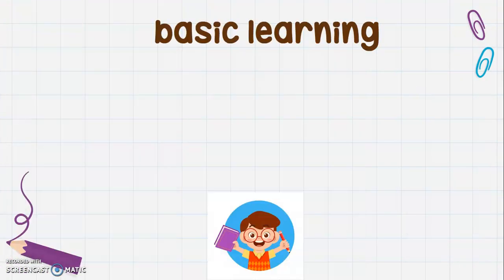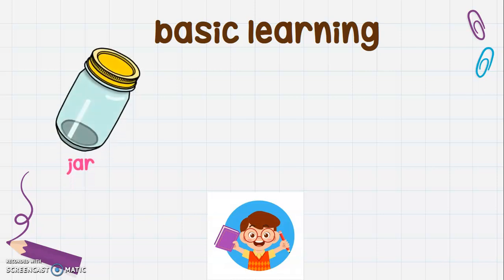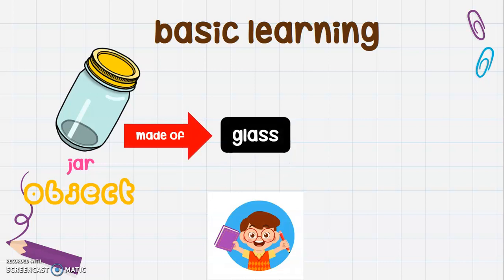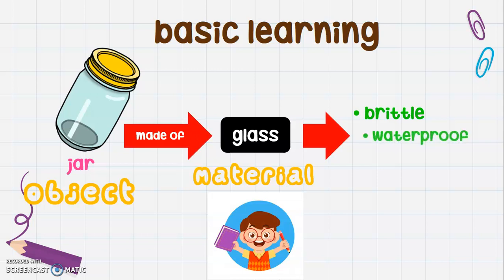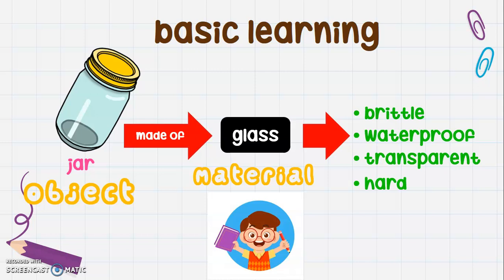First, we need to know the basic learning of the material properties. Okay, this is a jar. A jar is an object. A jar made of glass. Glass is the material of the jar. Glass is brittle, waterproof, transparent, and hard. Brittle, waterproof, transparent, and hard are the properties of the glass.